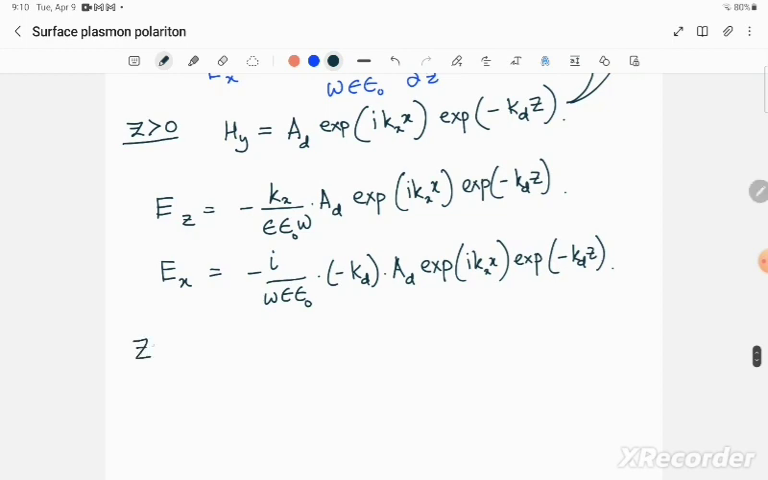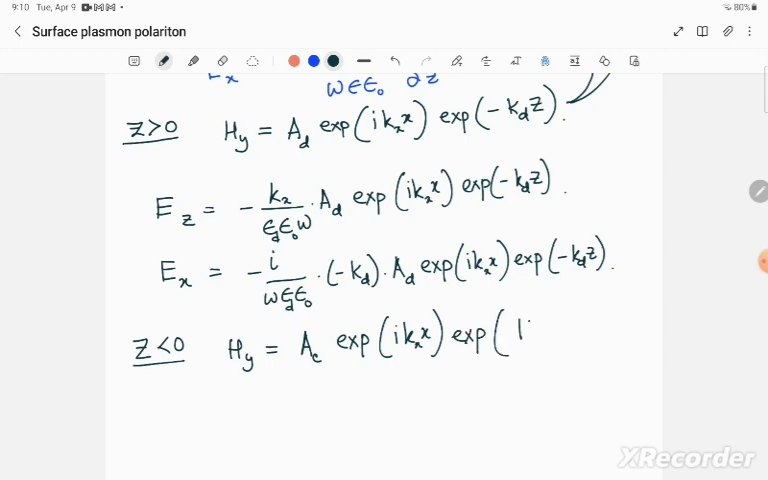We will also have a similar thing for z less than 0, right? And there the Hy will be slightly different. So please note again, I'm missing out: here it will be epsilon d because we are in the dielectric. Now in the conductor it is Ac exponential, the same i kx x because it's the same propagation. This one becomes kc z, z being negative.